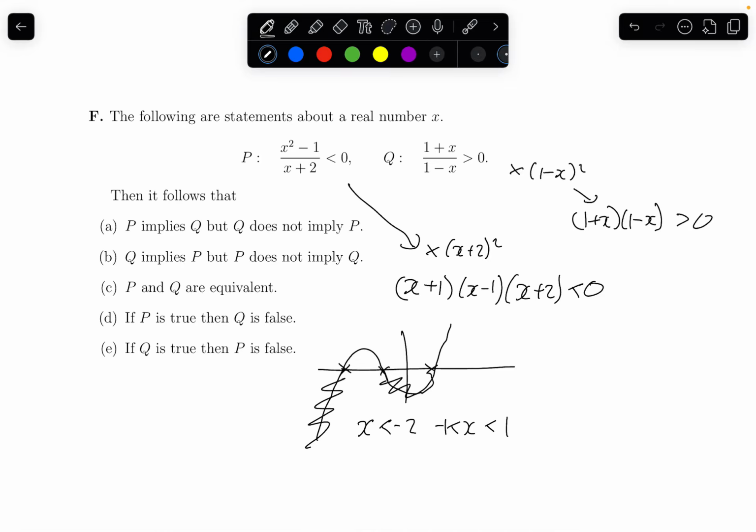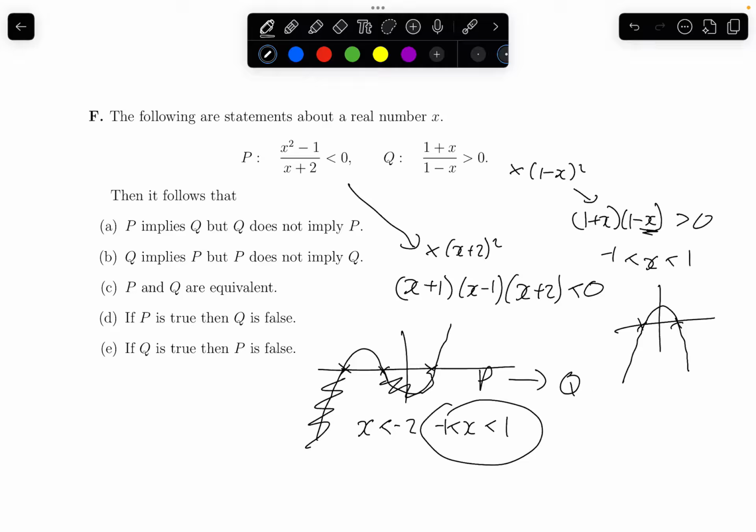This is just a quadratic. Root of 1, minus 1 is negative. So it's like this. So when is it greater than 0? Well, between 1 and minus 1. So this P implies Q because it implies this. However, Q does not imply P. So P implies Q, but Q does not imply P.